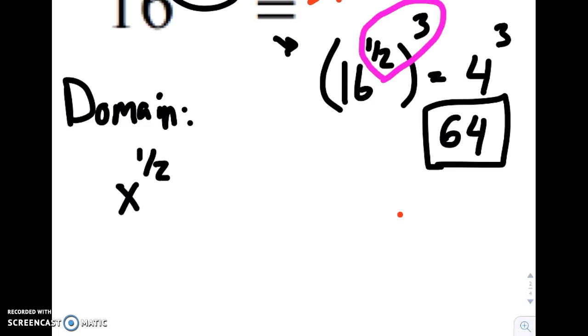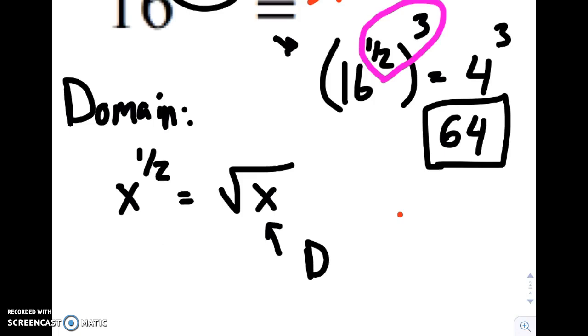to the 1/2, remember that that means the square root of x, and in this situation, the domain would be all numbers greater than or equal to 0. Remember, we cannot have a negative number underneath a square root, or really any root that is even. So square root, fourth root, things like that.